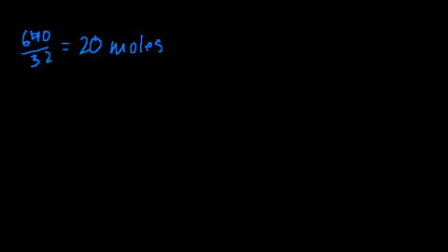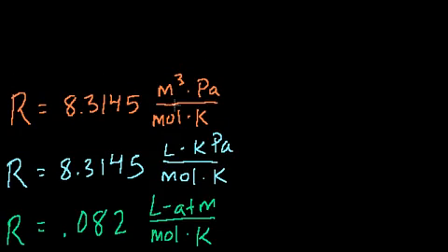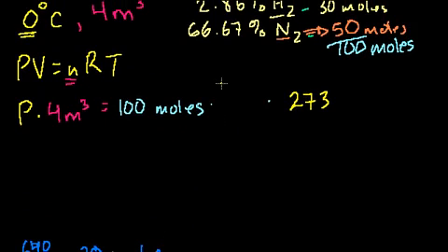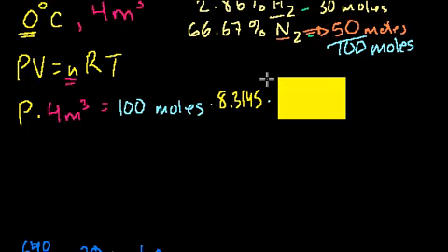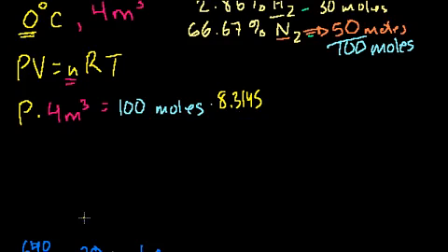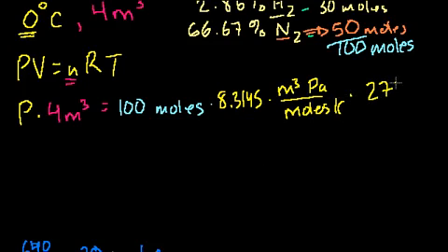And then which R do we use? So I always like to write my R's down here. So we're dealing with meters cubed. We're not dealing with liters, so let's use this one. 8.3145 meters cubed pascals per mole Kelvin. So this is 8.3145, and the units there, I think I should keep. These are in meters cubed pascals divided by moles Kelvin, and then our temperature was 273 Kelvin.